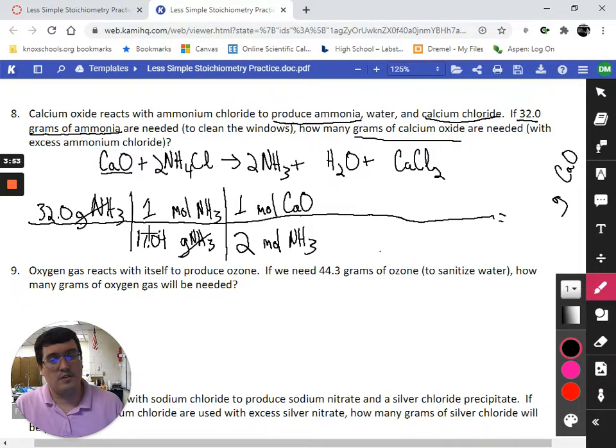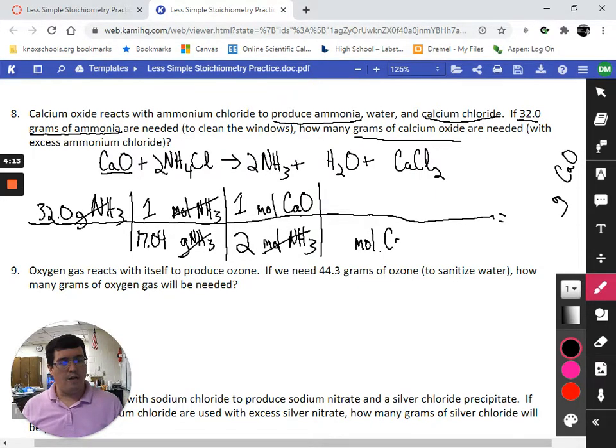So now what cancels out? Well, I've got moles of NH3 on the bottom. Gone. I've got moles of NH3 on the top. Gone. Bottom and top. Draw another line. And hopefully you're getting the pattern here, right? What thing we didn't cancel out goes in the bottom of the next line. So this is going to be moles of CaO.